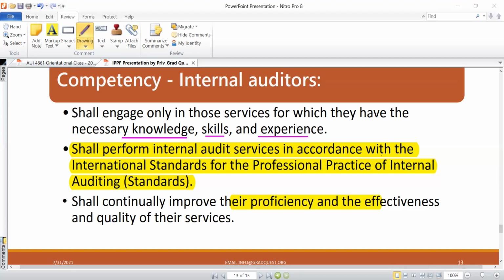Right. And then number 2, we shall perform our services in accordance with the IPPF standards of internal auditing. Then lastly, we shall continually improve our proficiency, effectiveness, and the quality of our services. Hence, if you go to the IPPF standard, there's a standard here which I'm going to show you now, on the next slide.